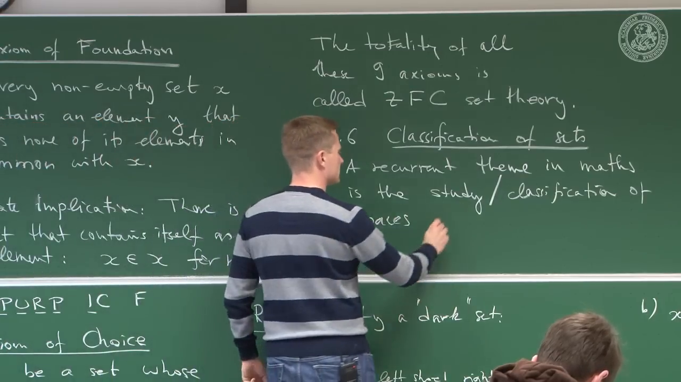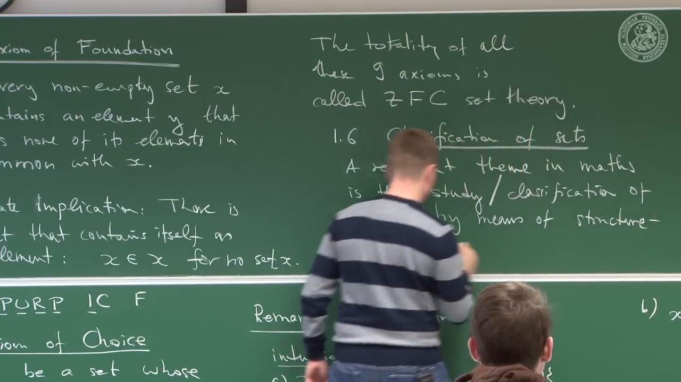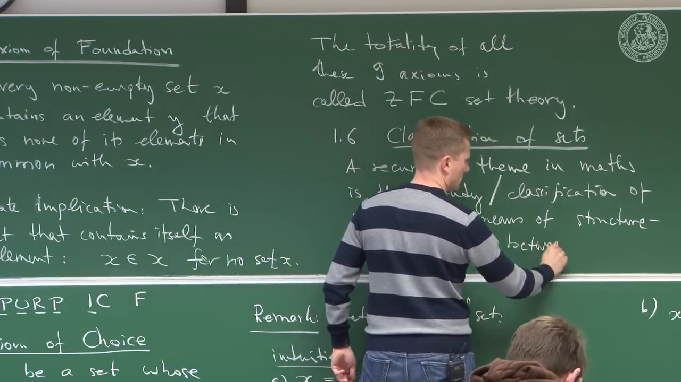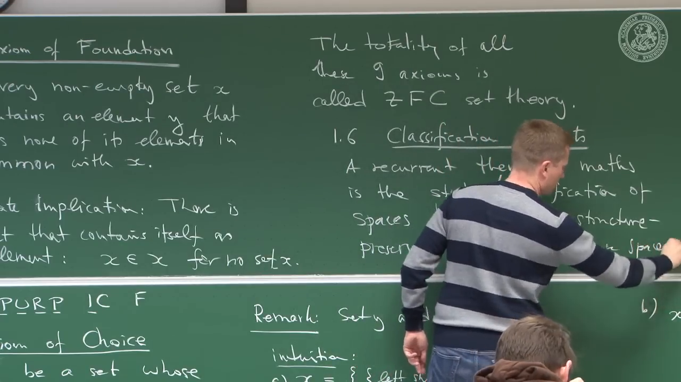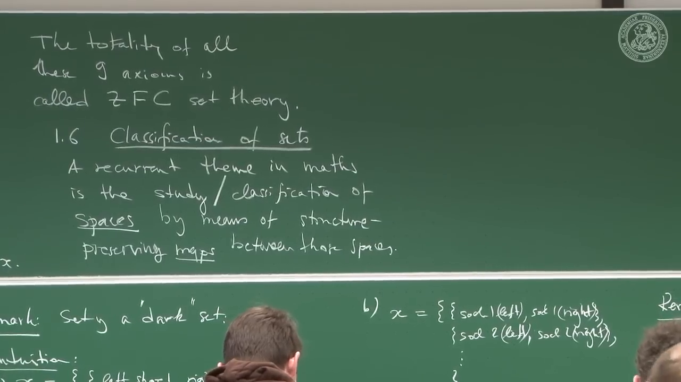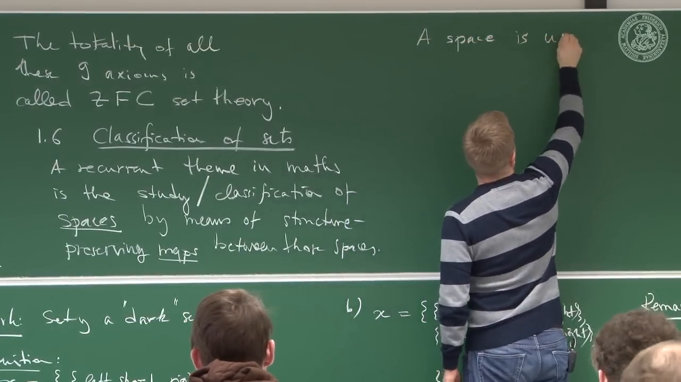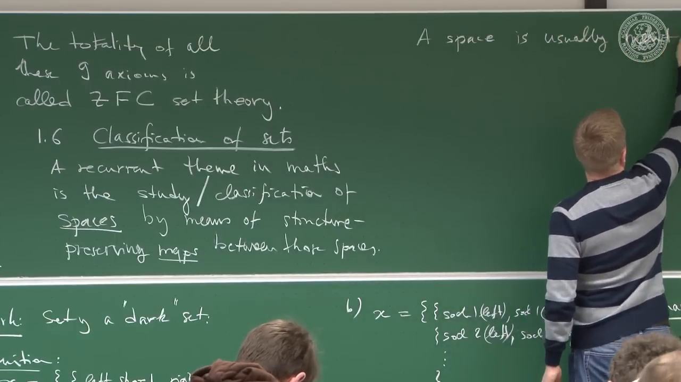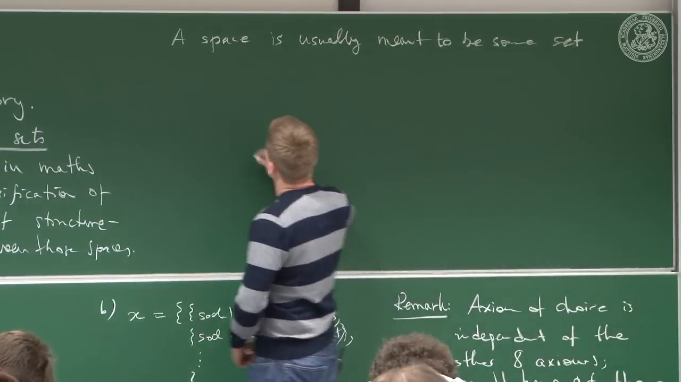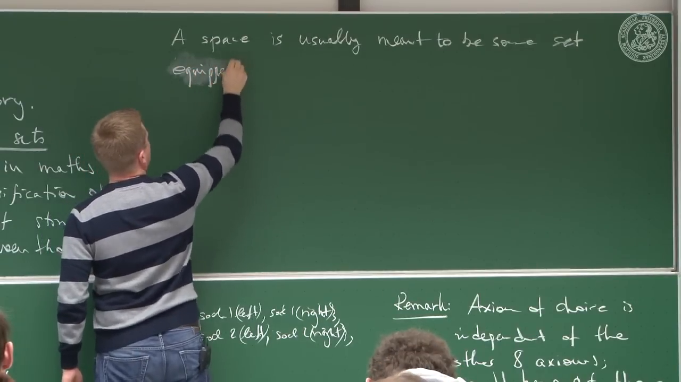It's the classification of spaces by means of structure preserving maps between those spaces. So we have to clarify what we mean by spaces, and we've got to clarify what we mean by maps. A space is usually meant to be some set together, or let's say equipped, with some structure.